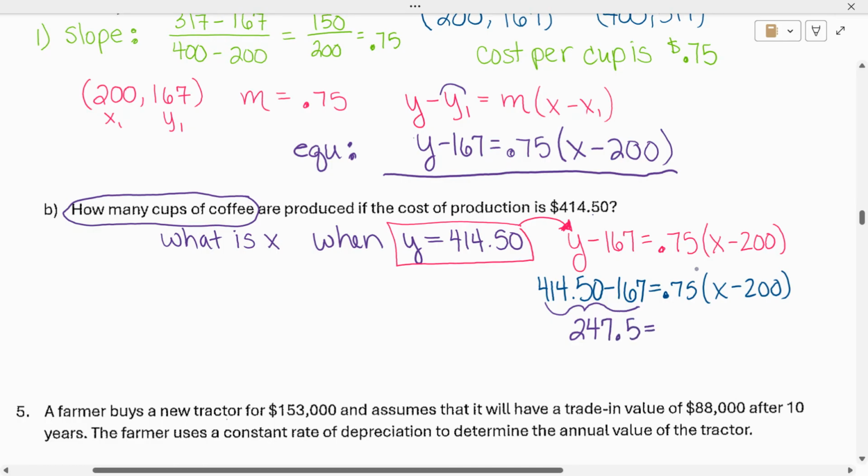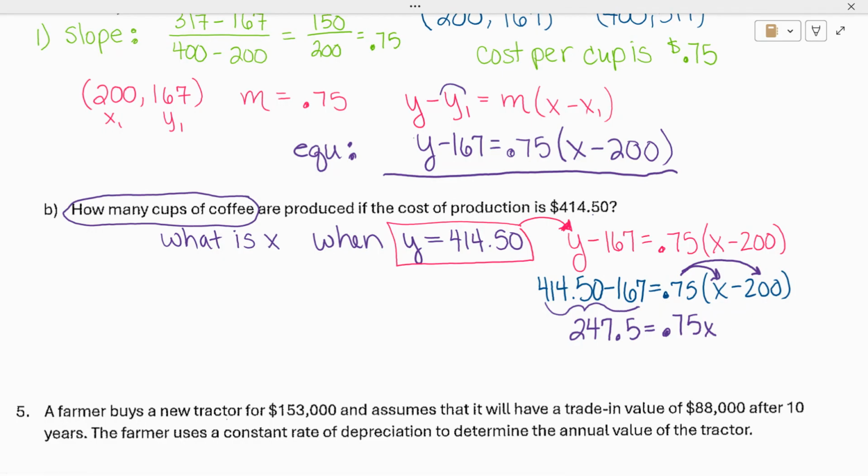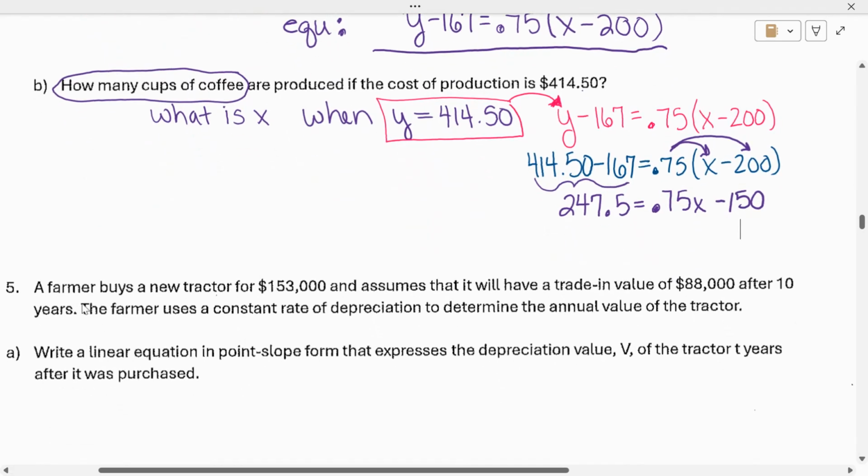247.5 equals, I have to get rid of this parenthesis. How am I going to do that? Distribute. 0.75 times x is just 0.75x. What is 0.75 times a negative 200? Negative 150. I'm trying to get x all by itself. What do you want to do? We're going to add 150 to both sides.